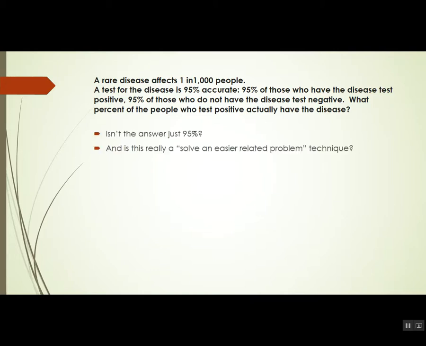So first of all, isn't the answer just 95%? Isn't that what the problem says? And secondly, is this really a solve an easier related problem technique type problem? And the answer to the first question is no, it's not just 95%. What's given is that 95% of the sick people test positive. But what we're trying to figure out is what percentage of the people who test positive are actually sick. And there's a difference. And we'll see what that difference is as we work through the problem.